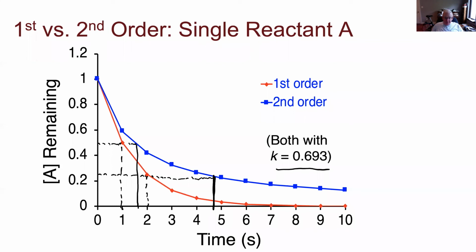If you look at these, my blue curve, the second order case, the curve is going down more slowly than the first order case. That's because after a little bit of time has gone by, the concentration has shrunk, right? Shrinking the concentration slows down the second order reaction by more than the first order reaction because the second order rate law has concentration squared in it, which of course goes down more rapidly than concentration does.